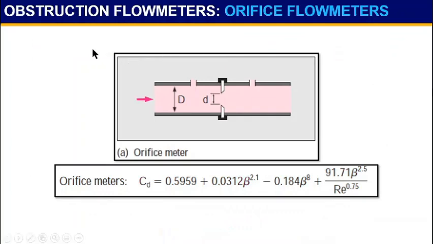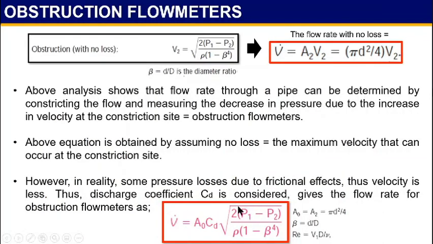So this is one of the types of obstruction flow meters, called orifice flow meters. The same concept applies, and you can calculate the volume flow rate. However, for this type of flow meter, we consider that there is a loss, so we have to consider the discharge coefficient. The discharge coefficient for the orifice meter is written in this equation. Just use this CD and insert it in this equation.